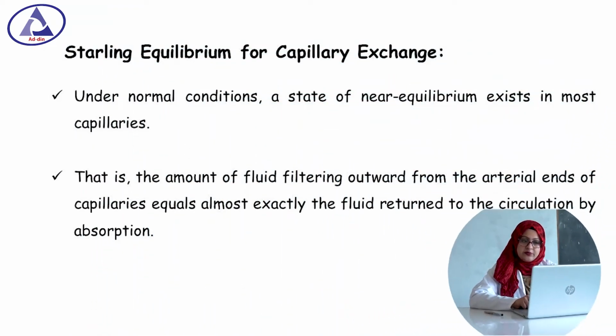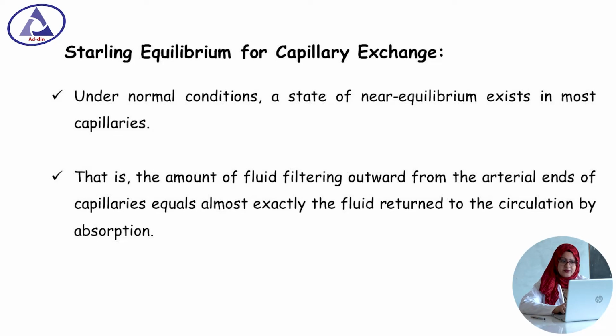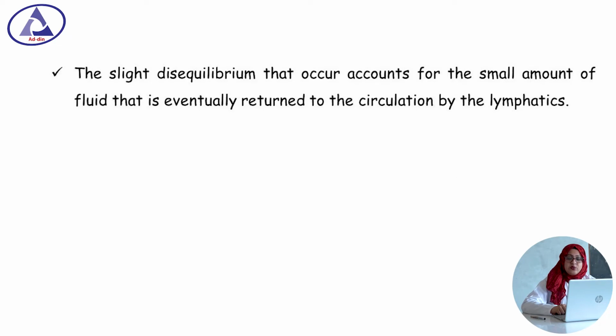What is Starling equilibrium? Under normal conditions, it is a state of near equilibrium which exists in all capillaries. That is, the amount of fluid filtering outward from the arterial end of the capillaries almost equals the fluid returning back into the circulation by the process of absorption. There is a slight disequilibrium, which accounts for the small amount of fluid that is eventually returned to the circulation by the lymphatics.